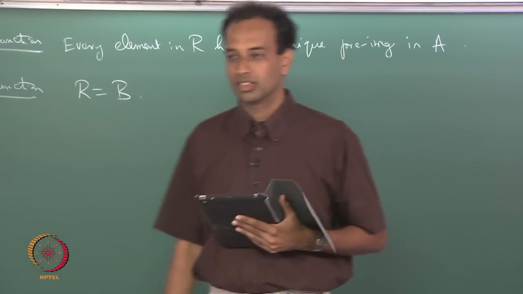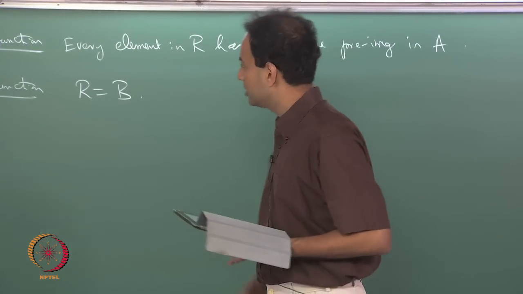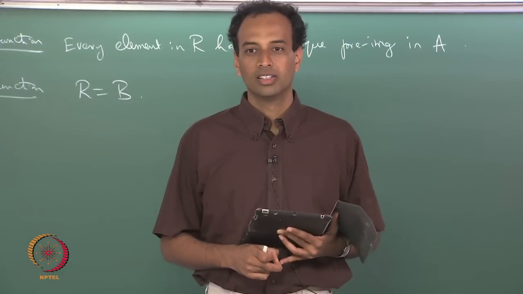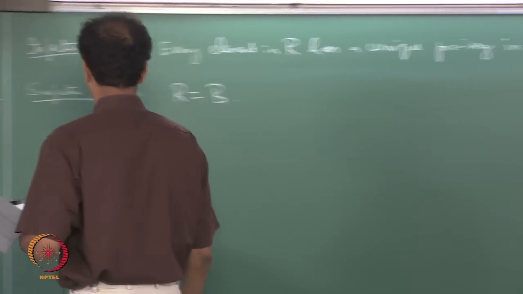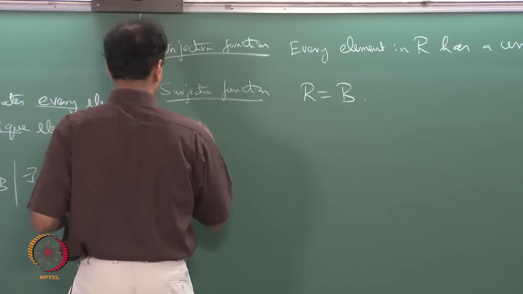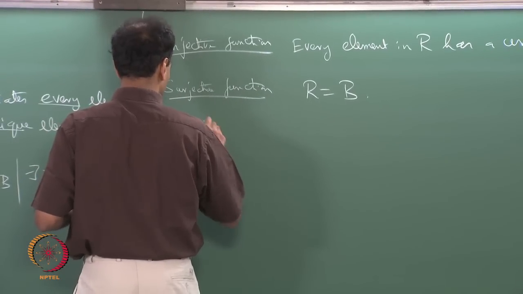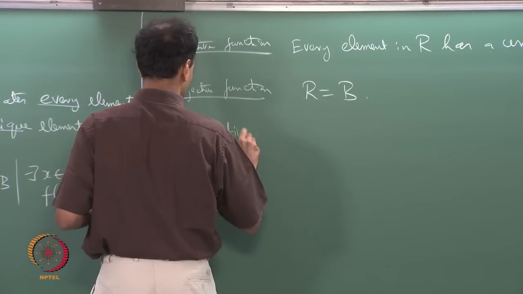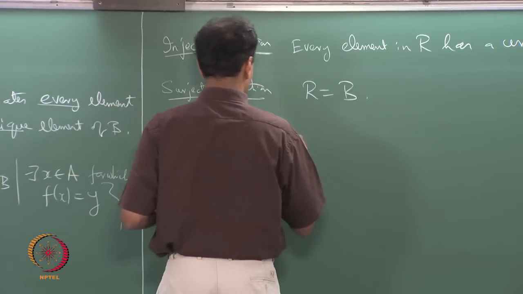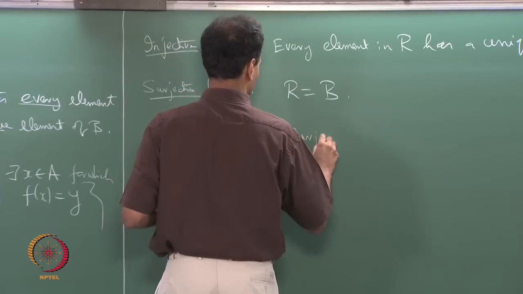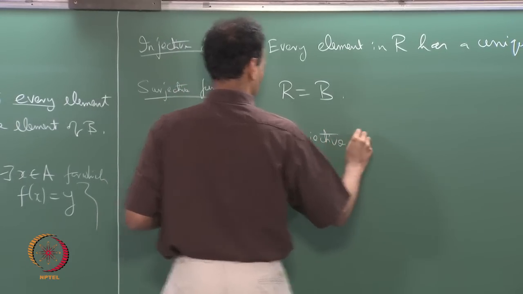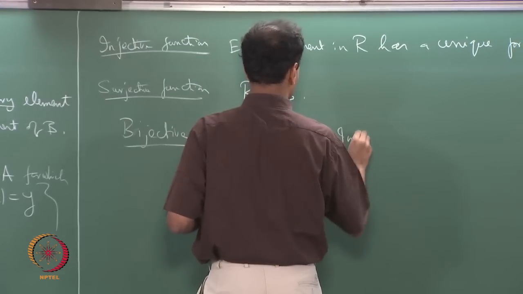A function which is both injective and surjective is called a bijective function. So a bijective function is a function which is both surjective and injective.